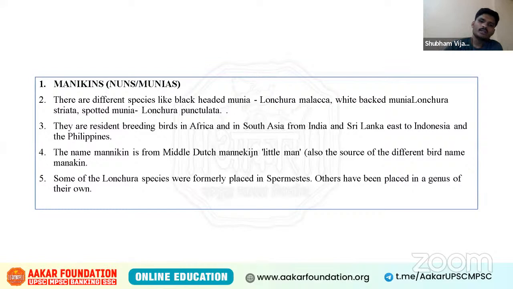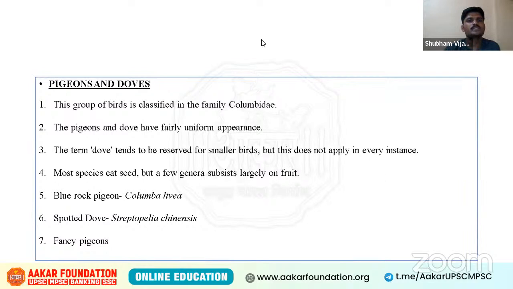Okay, then the next one is pigeons. Pigeons and doves, these groups of birds are classified under family Columbidae, and Columba livia is its scientific name. Pigeon commonly means kabutar. In our Marathi language or Hindi language, it is called kabutar. Pigeons and doves actually have a uniform appearance, and dove tends to be reserved for smaller birds, and generally smaller birds are called doves, and larger birds are called pigeons.